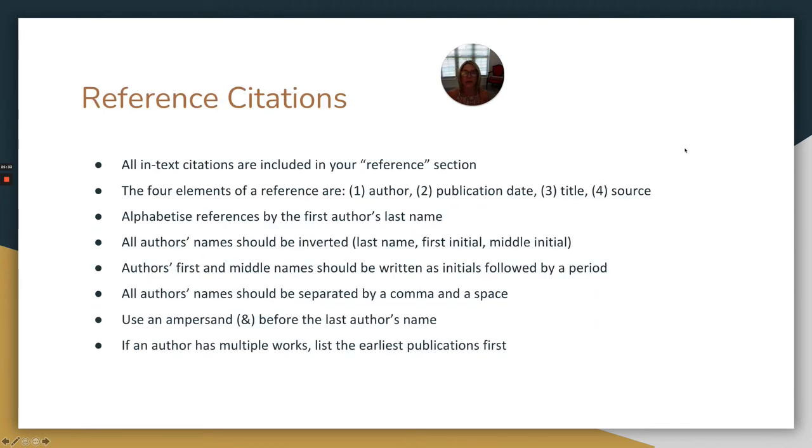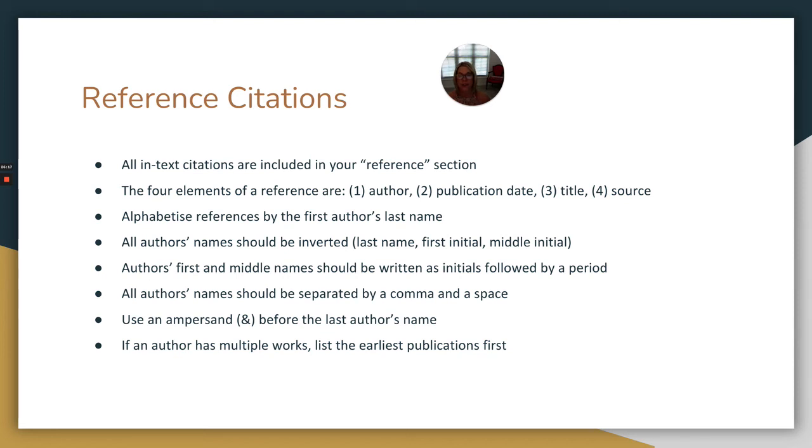And so for your reference citations, everything that you cite in the body of your paper needs to be included in your reference section. So if you cite any laws or any type of research papers or any books or chapters from books, you have to include that in your reference list. So your reference list should match the citations that you have in the body of your paper. And the 4 major elements in your reference list section are the author, the publication date, the title, and the source. So where did it come from?